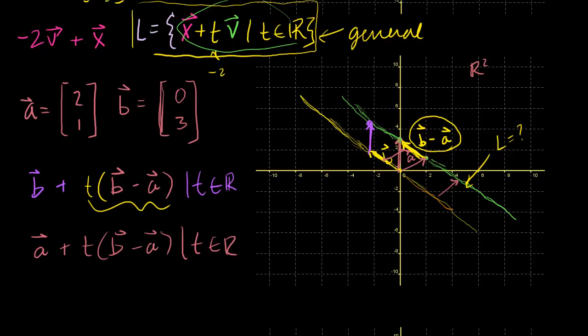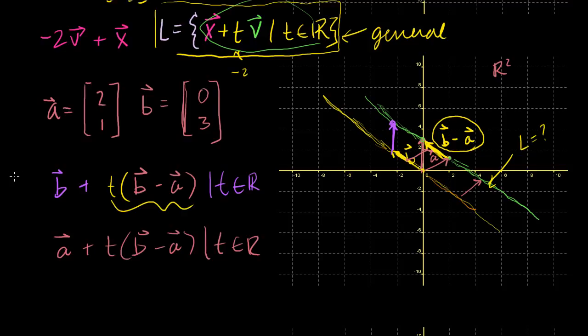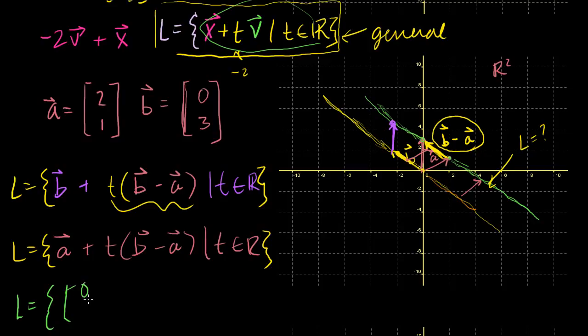Now, all of this, so my definition of my line could be either of these things. The definition of my line could be this set, or it could be this set. And all of this seems very abstract, but when you actually deal with the numbers, it becomes very simple. It becomes arguably simpler than what we did in Algebra 1. So this L, for this particular case of a and b, let's figure it out. My line is equal to, let me just use the first example, vector b, so it's the vector 0, 3, plus t times the vector b minus a.